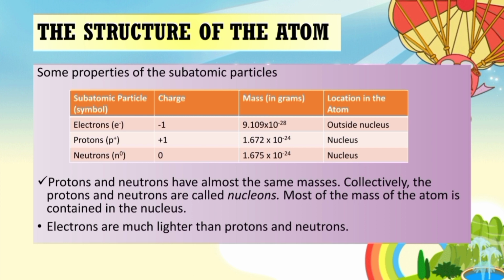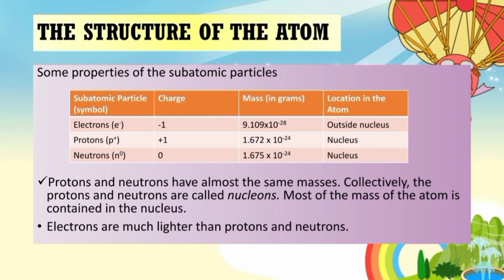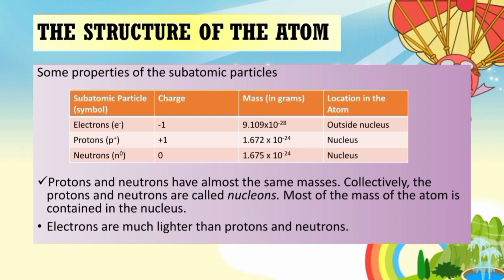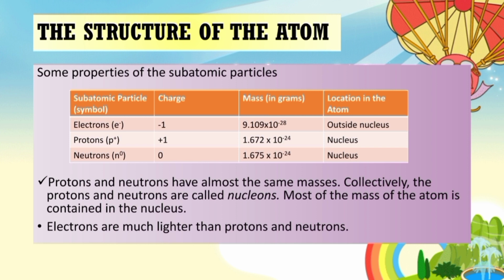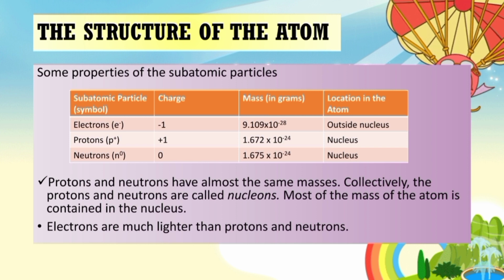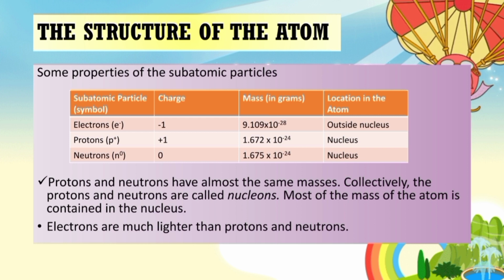Now for mass, as you can see in the table, protons and neutrons are almost the same. Neutrons are slightly heavier, just by a very small amount. And the lightest there is the electron. So please do not be confused, ma'am, 9 is written there, while the others are just 1 point something. The answer is, look at the exponent. It is -28 for the electrons and the other two are only -24.